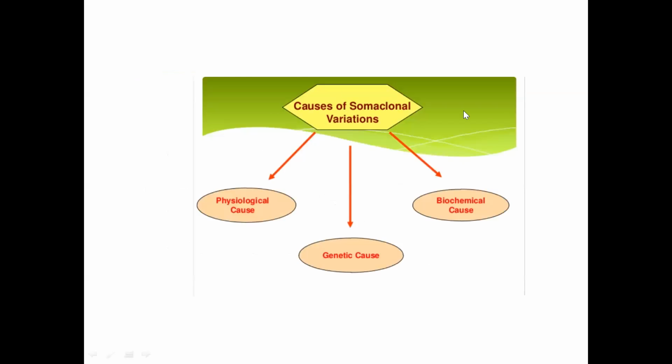Causes of somaclonal variation: you have biochemical causes, genetic causes, and physiological causes. The genetic causes, to some extent, depend on whatever is there in the tissue. But biochemical cause means whatever you give in the medium, the media ingredients. If there is any change in the ingredient, for example, two different labs may supply the same ingredient, but they will be different in their biochemical nature.